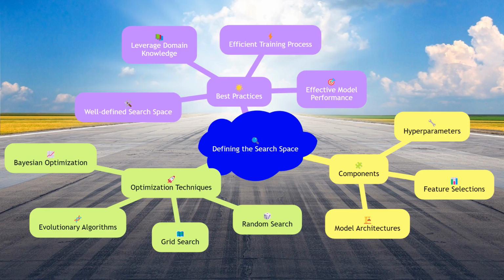Defining the search space is a critical step in the data exploration and model training process. By carefully considering the components of the search space, such as hyperparameters, feature selections, and model architectures, data scientists can optimize the training process and improve model performance. Techniques such as grid search, random search, Bayesian optimization, and evolutionary algorithms can be used to explore the search space and identify the best configurations. By following best practices and leveraging domain knowledge, data scientists can ensure that the search space is well defined and that the model training process is both efficient and effective.